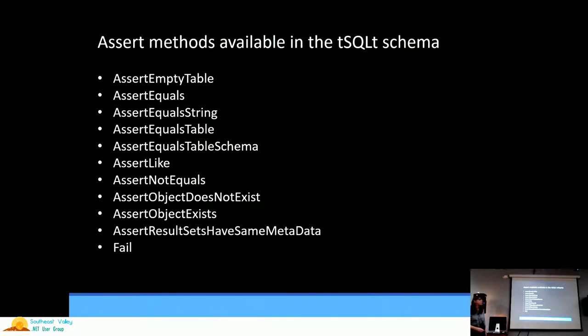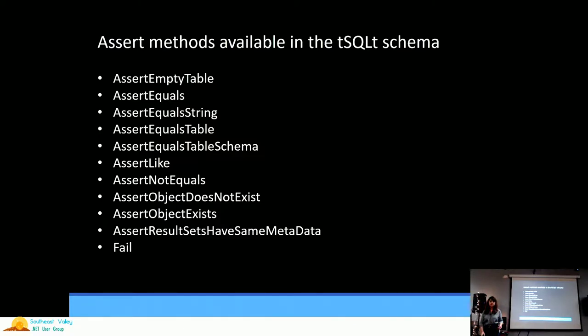These are the assert methods available in the tSQLt schema. As you can see, a lot of them look like what we're familiar with in high-level languages. There's assert equals, there's assert like. But some of these are specifically designed to work with tables and result sets. Assert empty table. Is the table empty? The assert passes. Does it have records? The assert fails.